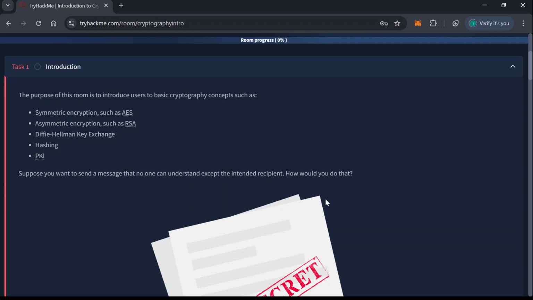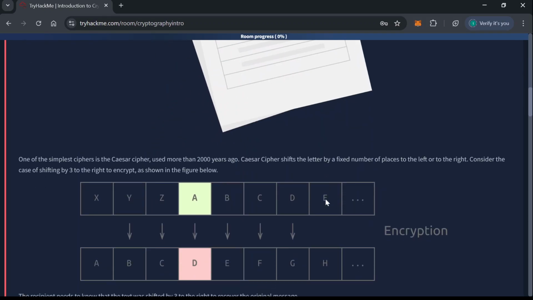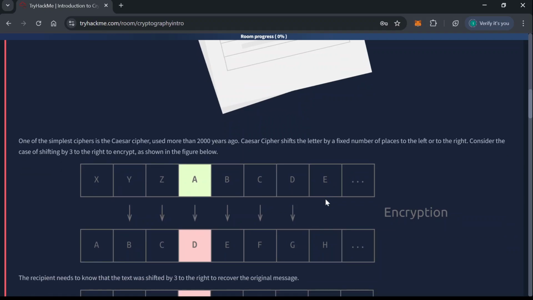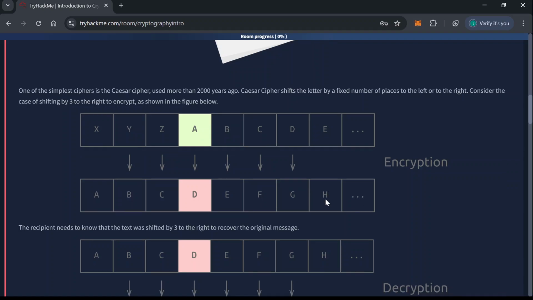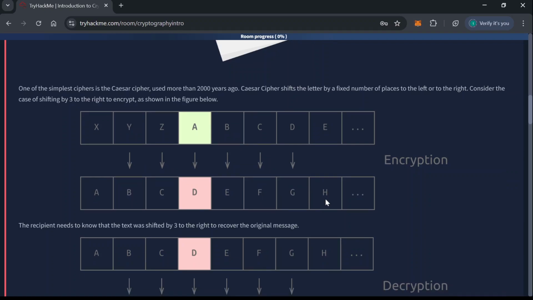Suppose you want to send a message that no one can understand except the intended recipient. How would you do that? One of the simplest ciphers is the Caesar cipher, which has been used about 2000 years ago. The Caesar cipher shifts the letters by a fixed number of places to the left or to the right. Now, we consider the case of shifting by 3 to the right to encrypt, as shown below. So if the recipient needs to decrypt it, they shift to the left by 3.